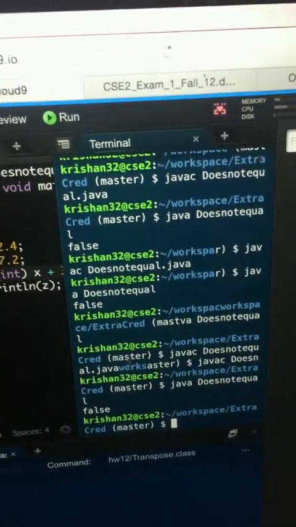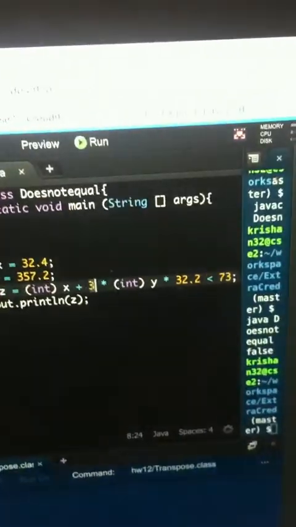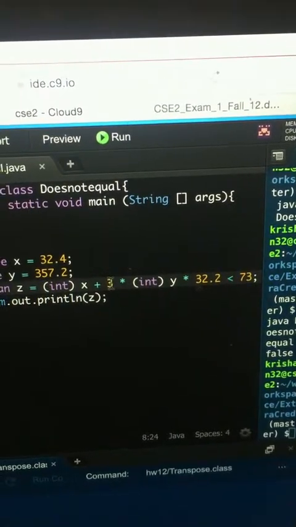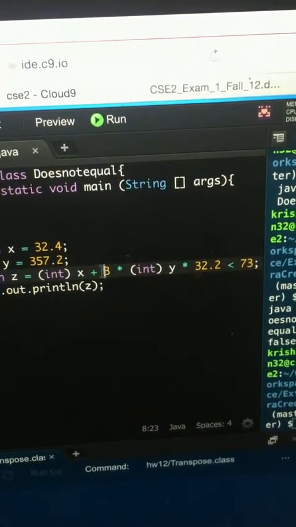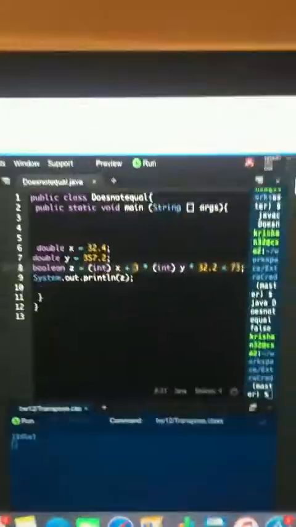Now let's add parentheses to reflect the order of operations. So back in the original program, the first operation that is performed is the multiplication operation. So you add parentheses to reflect that. Sorry, let me put the camera down so I can add the parentheses.